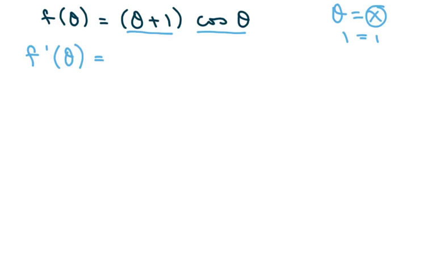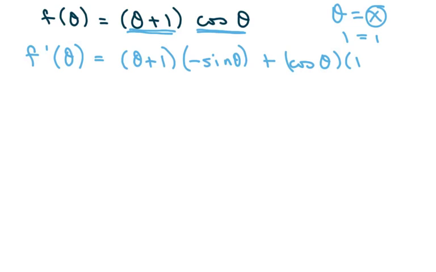So here we go. We're going to write down the first piece, theta plus 1, or x, that'd be like x plus 1, times the derivative of cosine. And the derivative of cosine is negative sine of theta. And then plus, you write down cosine, and the derivative of theta is 1. And the derivative of 1 is just 0.